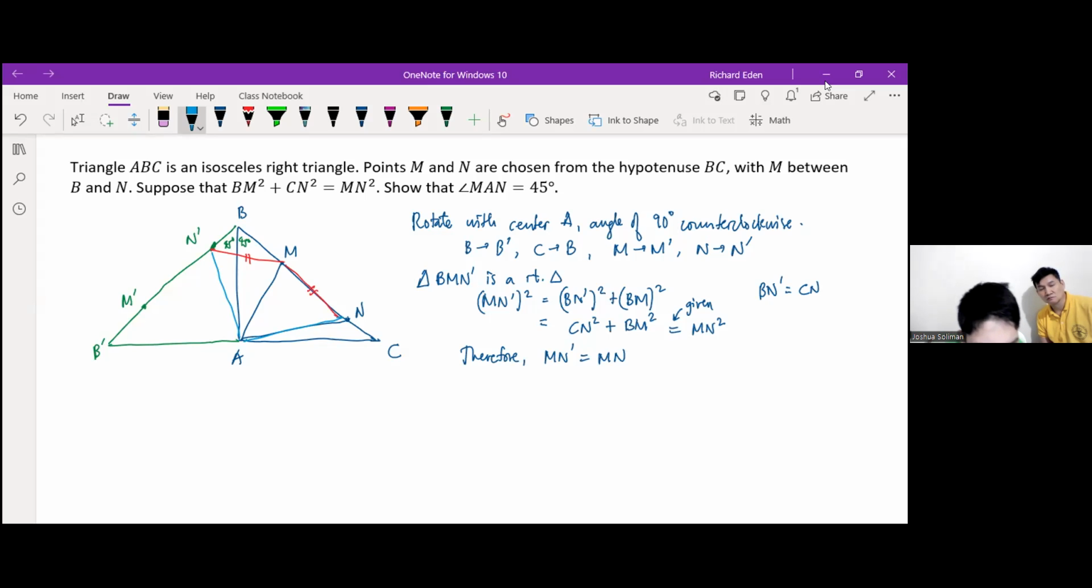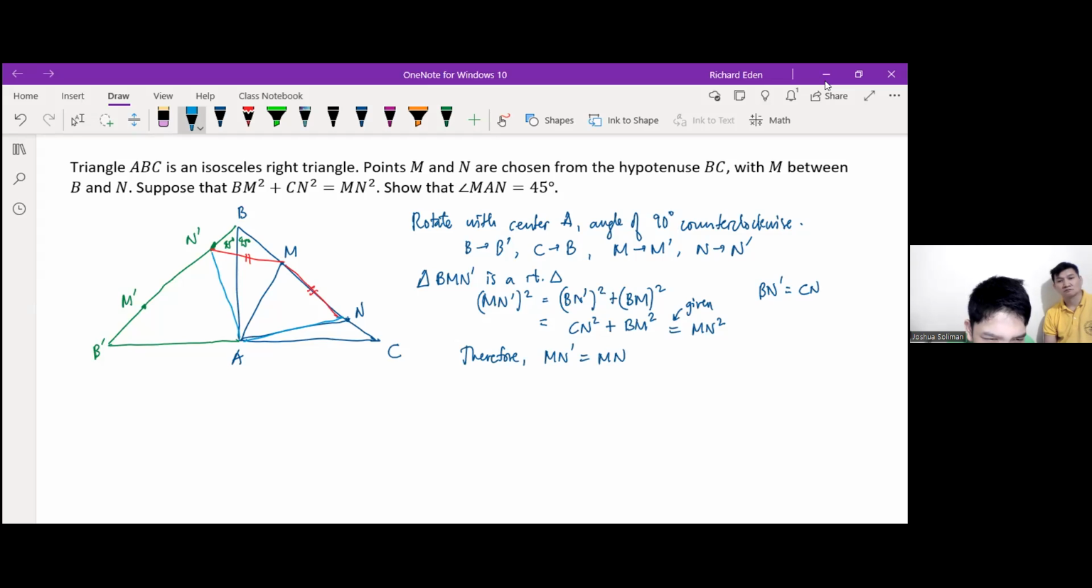Oh wait, it looks like maybe it's a rotation. Is it hypothetical? It looks like MAN is rotated. N prime is the image of N. So it turns out somehow MAN has been rotated with center A, and then somehow the distance between MN prime is also the same as MN itself.